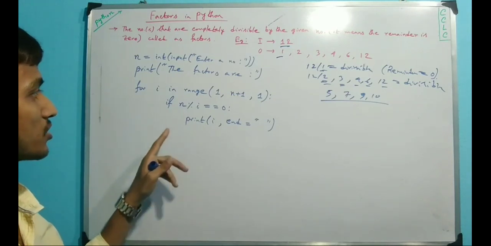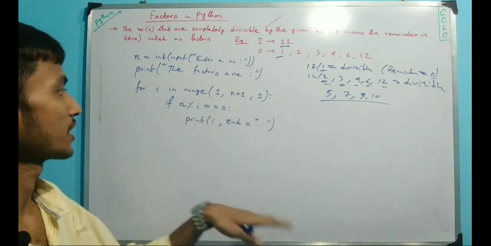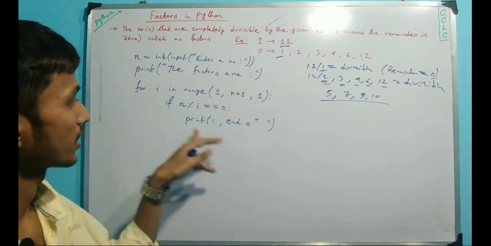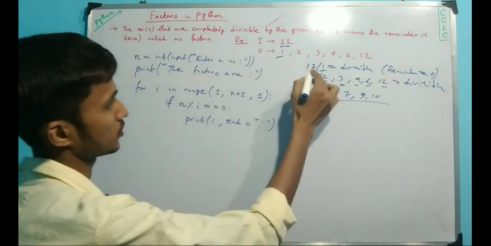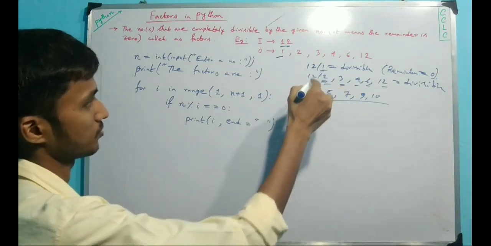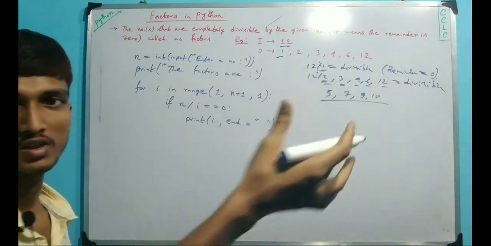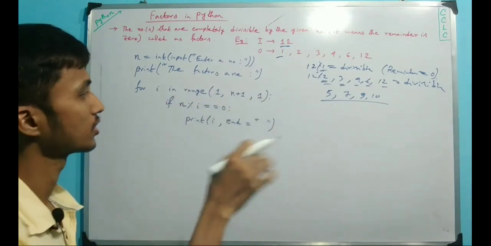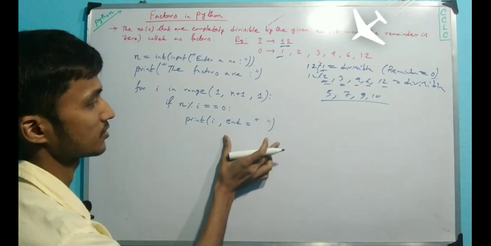For i in range 1 to n plus 1, given. If n mod i equals 0, then block start, print, the condition is true. For 12 mod, divisible by i: 1 2 3 4. These numbers are factors.